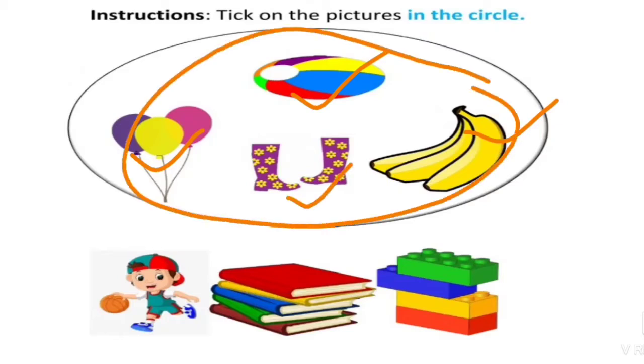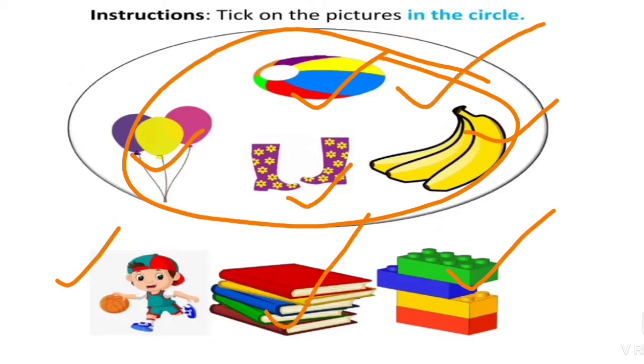These things are in the circle. And this boy is out of the circle. These blocks are out of the circle. And these books are out of the circle. This is in and this is out. These things are in the circle and these things are out of the circle.